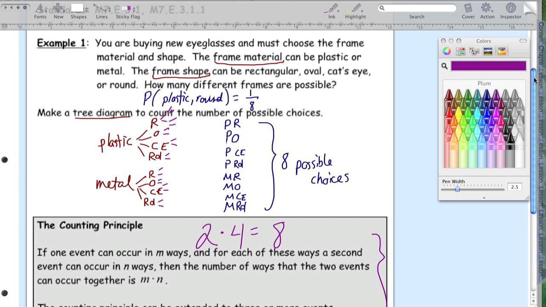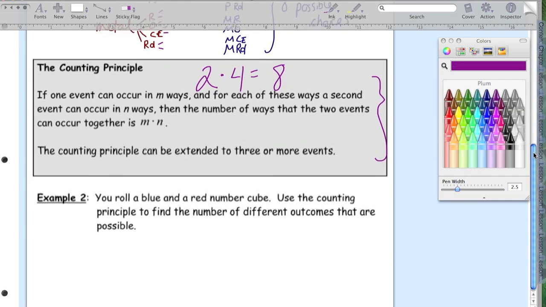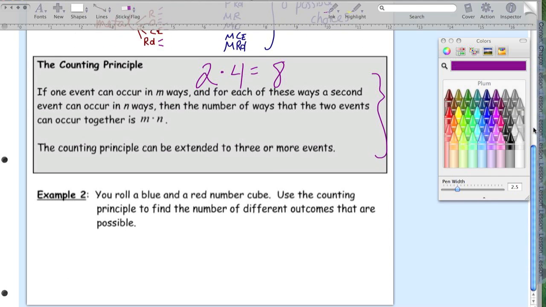Okay? So let's look at example 2 down here. It says we're going to use the counting principle this time. It says you roll a blue and a red number cube. Use the counting principle to find the number of different outcomes that are possible.